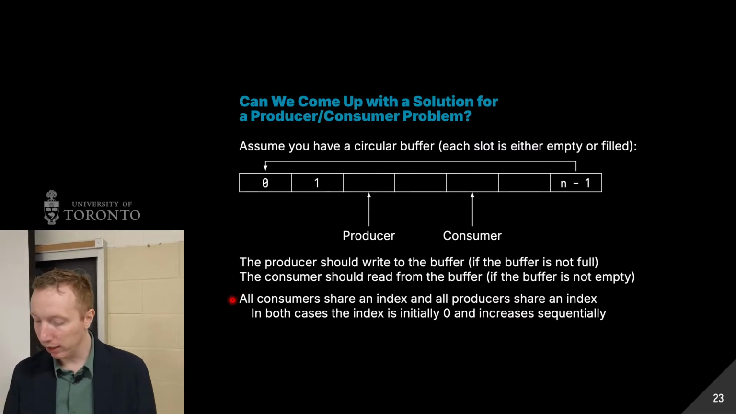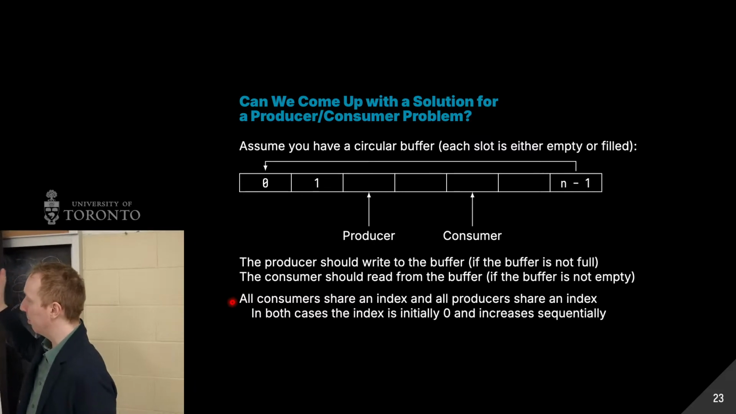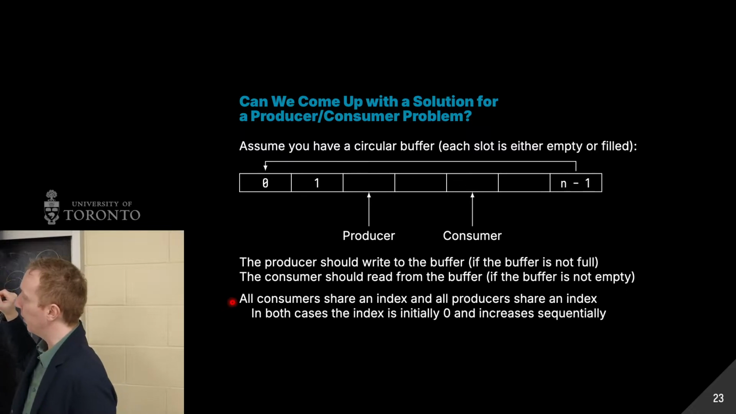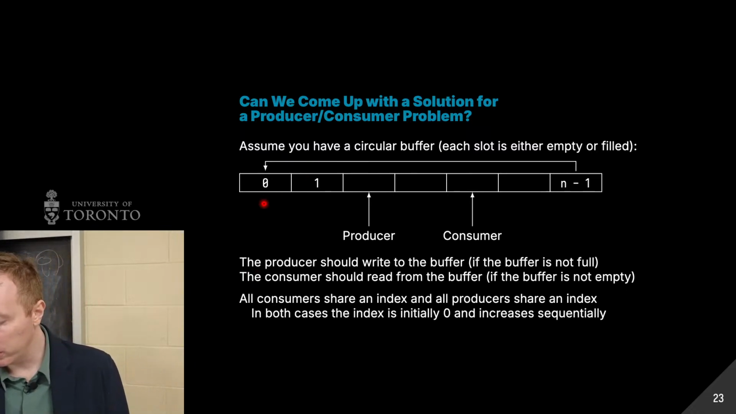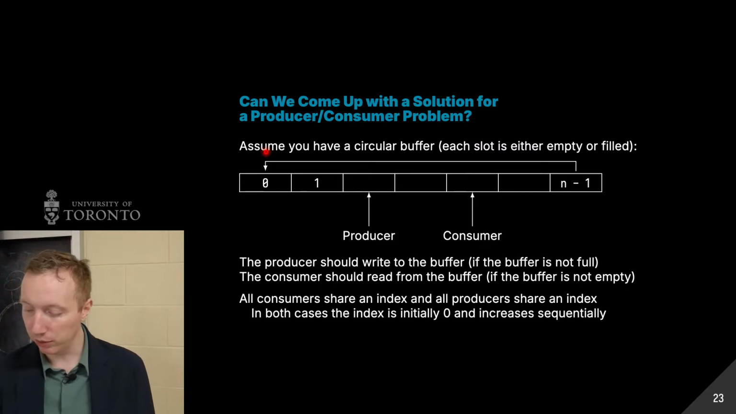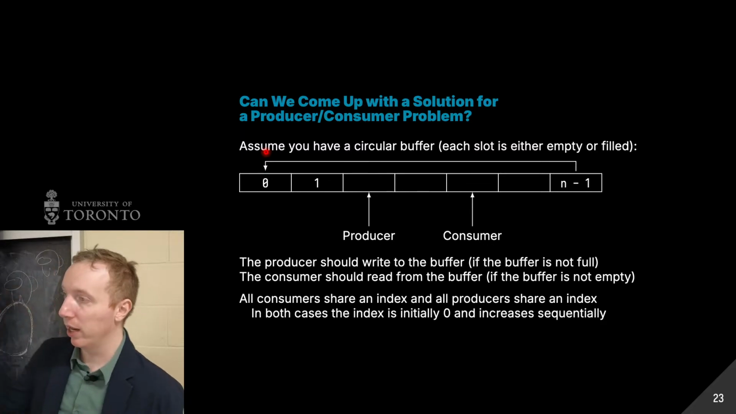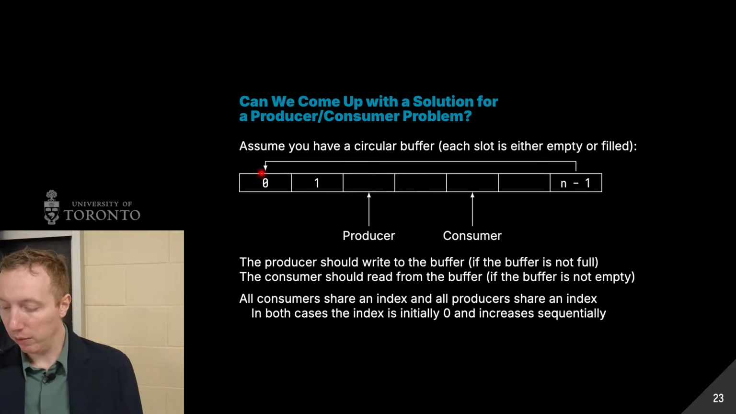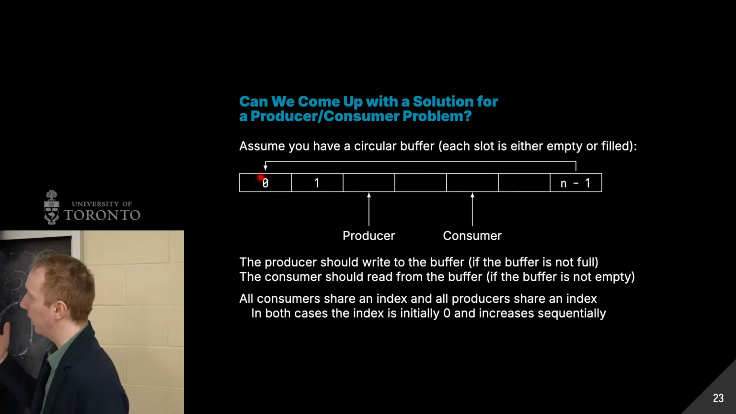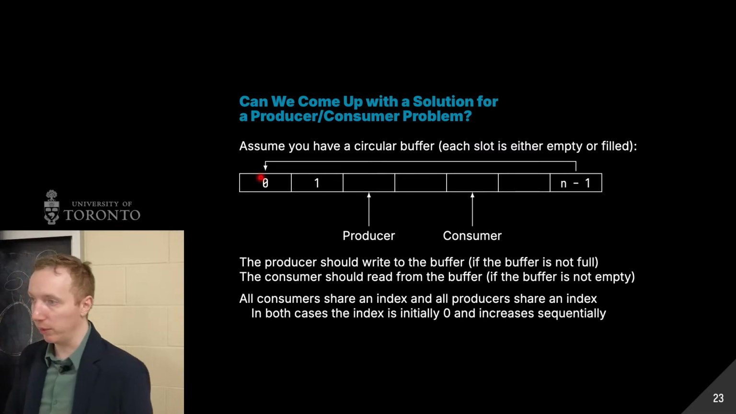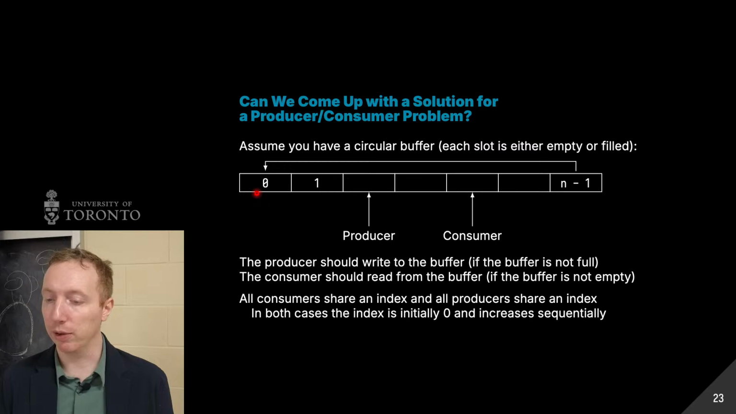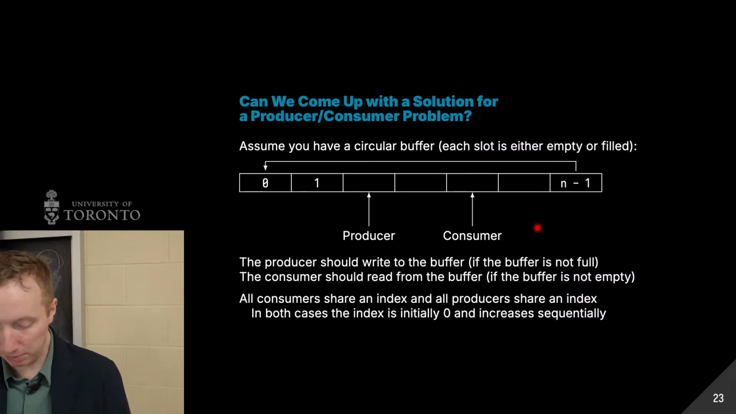So the rule, which I'm going to implement for you to ensure we don't have data races or anything like that, is that all consumers are going to share an index and all producers are going to share an index. In both cases, the initial index is going to be 0 and increase sequentially. We'll have lots of producer threads and lots of consumer threads, but all the threads will share a common index with their kind. The producers are going to fill up this buffer, and the consumers are going to read data from this buffer, and we'll assume it is initially empty.